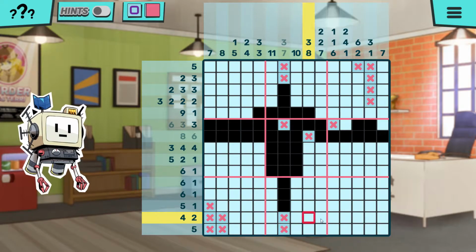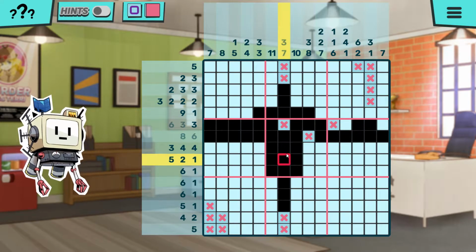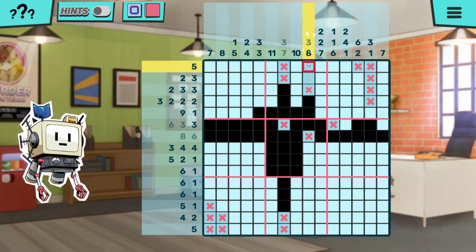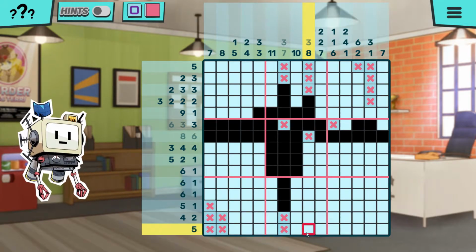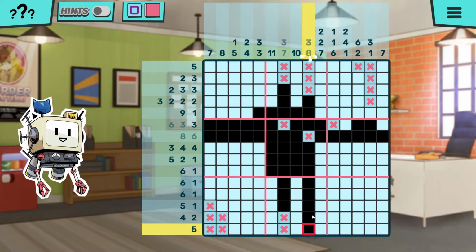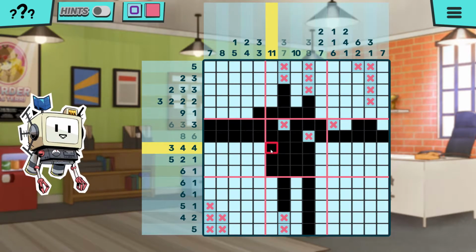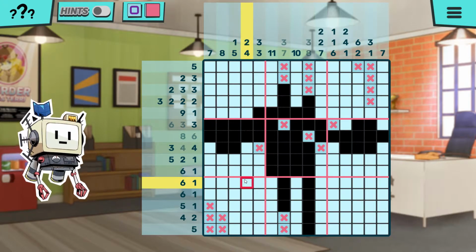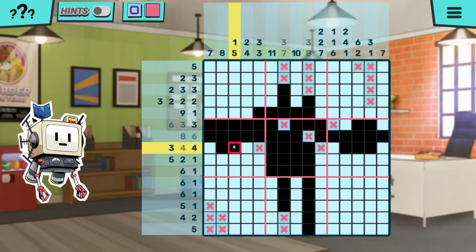Does 4 and 2 fit in here? 4 blank 2. Yeah, it does. This needs to be the 3 because the 8 obviously doesn't fit in here. And here we've got exactly 8 spots left. So that's done. Since this needs to be the 4, I know I can fill these out. No, I can fill these out.